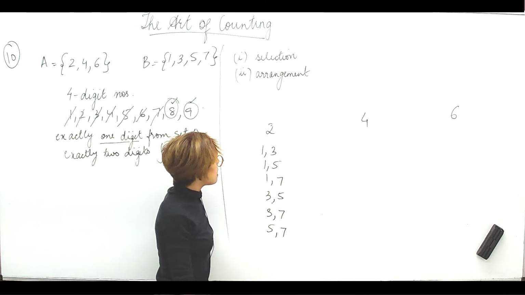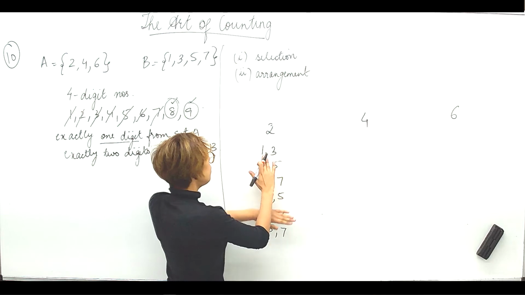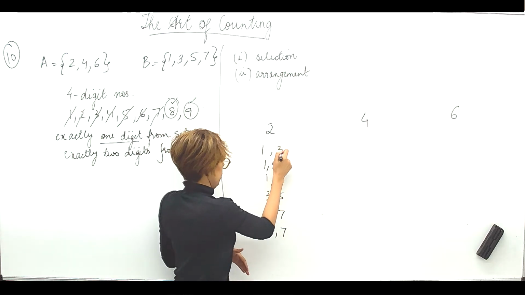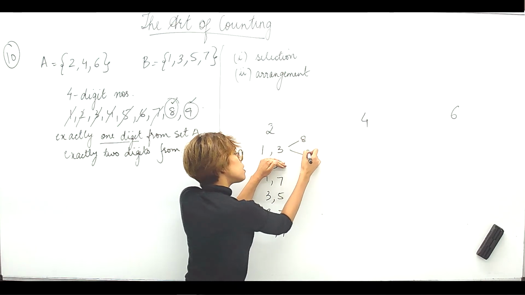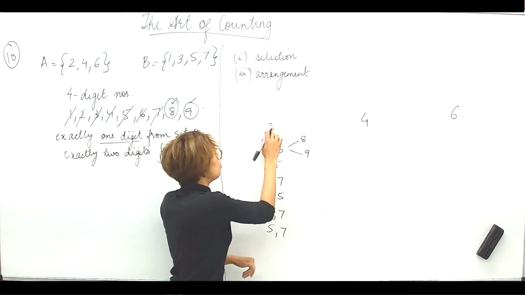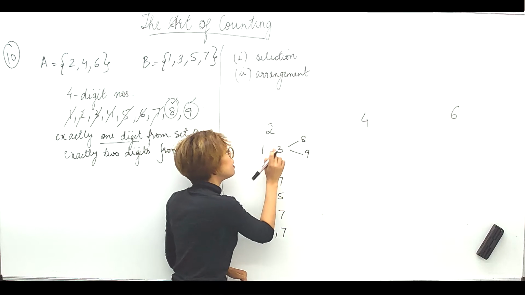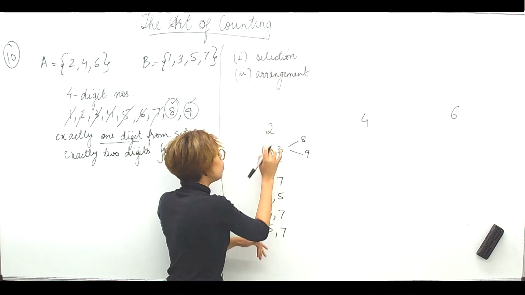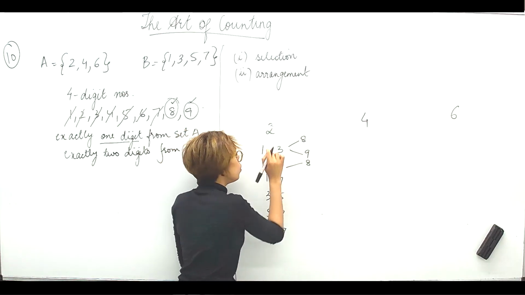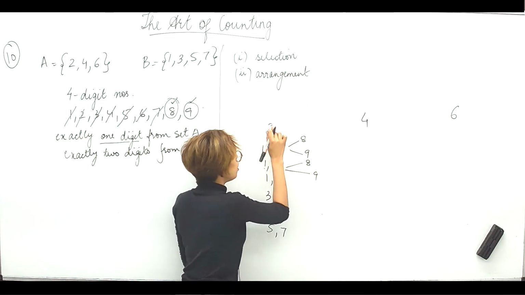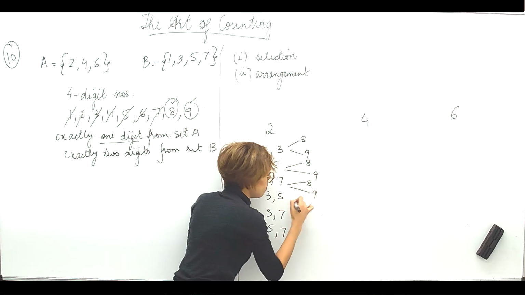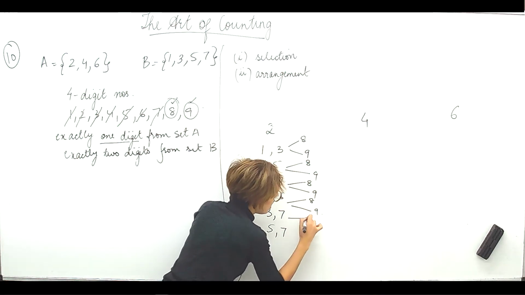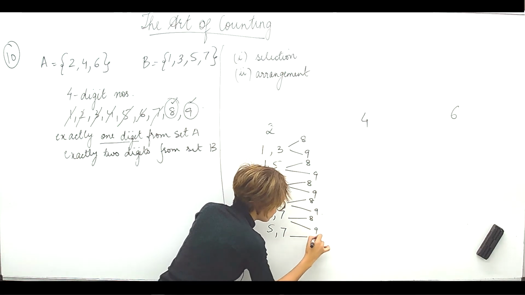Right? Now let's come to here. Now when you selected with 1 3, right? Here 8 can come, 9 can also come. Digits 2 1 3 8, 2 1 3 9, then 2 1 5 8, 2 1 5 9, 2 1 7 8, 2 1 7 9. Right? Similarly, you can iterate that.